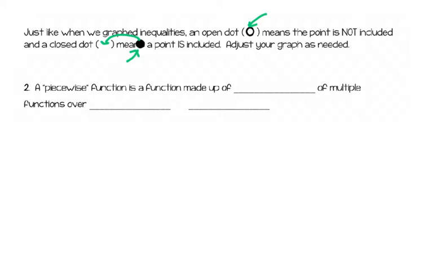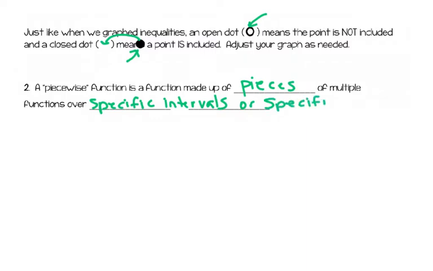So a piecewise function is literally made up of pieces of multiple functions over specific intervals, or we could also say a specified domain. Basically we're going to look at a function, but only between here and here. All right, so that's what we're going to be doing.